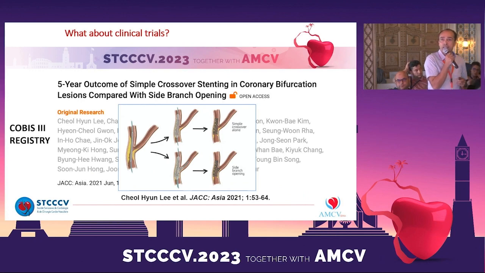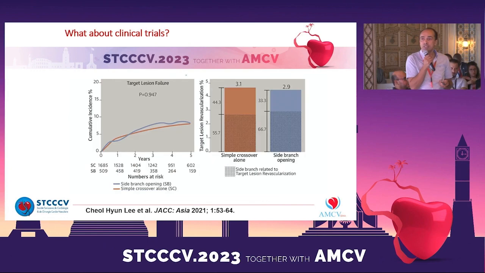What about the clinical trial in the COBIST registry? It's not a clinical trial, but it is an observational study. As you see here, it's a registry that investigated 5-year outcome of simple crossover stenting compared to side branch opening. It included more than 2,000 patients, and the result of the registry was no difference in terms of target lesion failure between simple crossover alone or side branch opening.